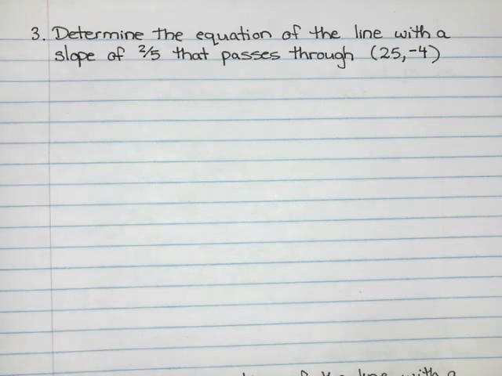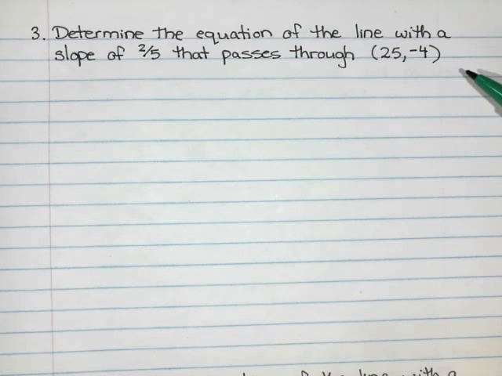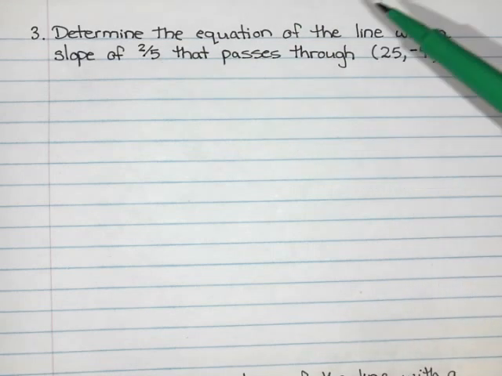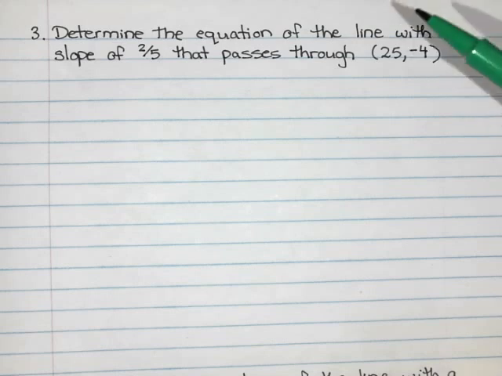This is part 3 of our lesson on finding the equation of a line from a slope and a point. So our third question here says, determine the equation of a line with a slope of 2 over 5 that passes through the point (25, -4). I don't have a graph, so we're not going to be graphing it.